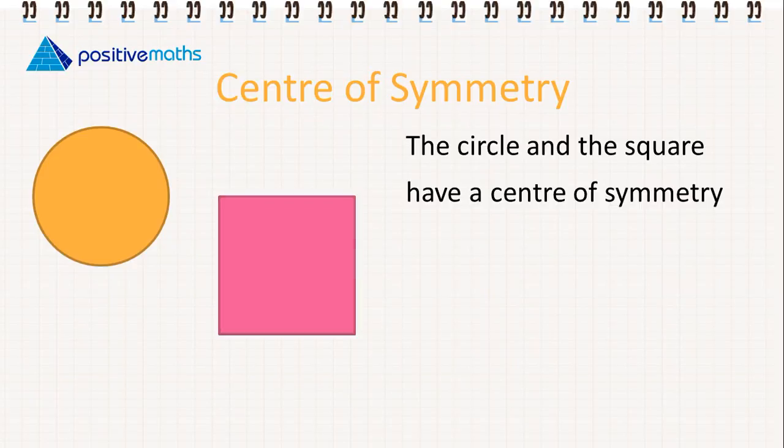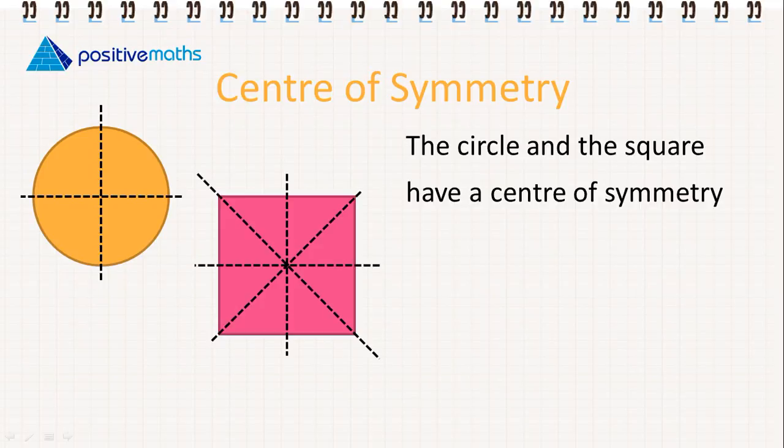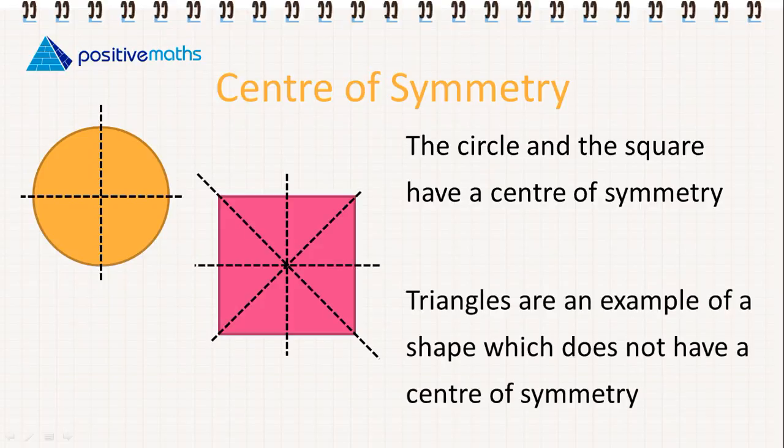The circle and the square have a center of symmetry. This is the point where the lines of symmetry meet. Triangles are an example of a shape which does not have a center of symmetry, so it only has one line of symmetry.